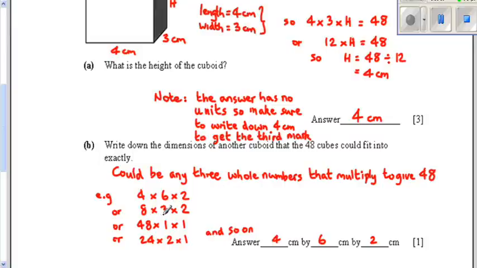Or you could have 8 times 3 times 2. You multiply those, they give you the answer 48. 48 times 1 times 1. That also has a volume of 48. And 24 times 2 times 1 and so on. So I've just put one of the solutions in there, 4 times 6 times 2. But any solution of 3 numbers that multiplies to give you 48 is the correct answer.